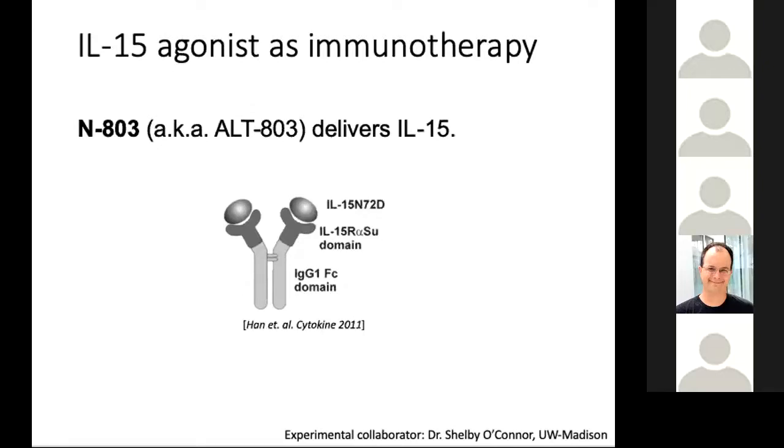What this molecule is made up of is a mutant IL-15, the N72D mutant, that has a better binding affinity to the IL-15 receptor. And then it's fused with an IL-15 receptor alpha subunit domain, as well as an IgG Fc domain. And so this drug is called N803. It was previously called Alt803, so you might see both of those if you're looking in the literature. What this molecule does is it has the same types of functions as IL-15, but it's more drug-like. So it stimulates the IL-15 pathway so that CD8 positive T cells and natural killer cells, NK cells, proliferate more and increase their cytotoxic activity.